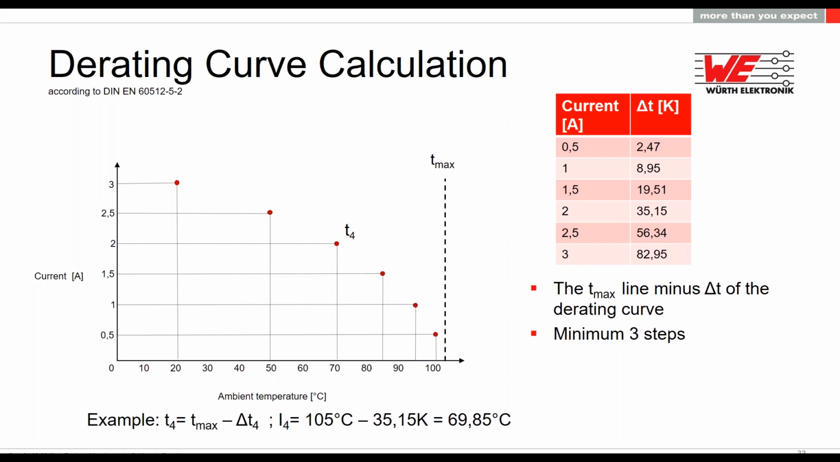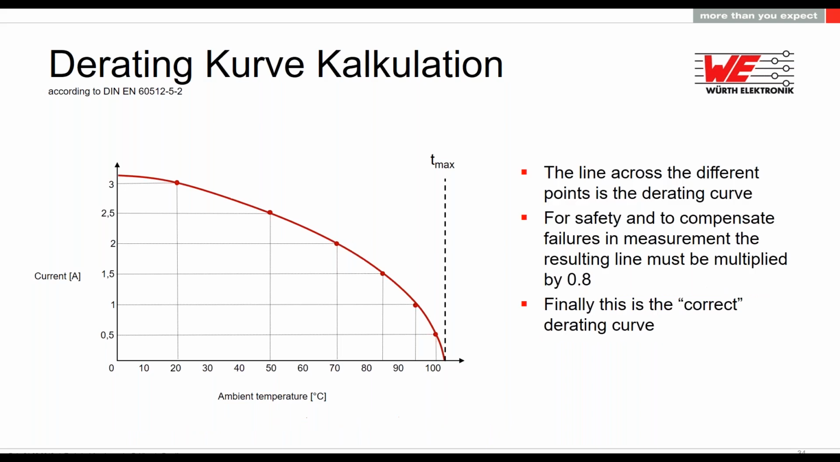So in this case, 69.85 degrees. And the current we applied at the T4 measurement, we put here with the temperature delta. This is how we step by step get the derating curve. Now we just have to draw the line through all the points. It looks like this. So the higher the ambient temperature is, the less current we can apply.